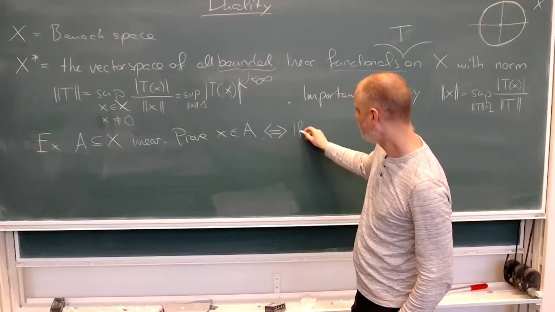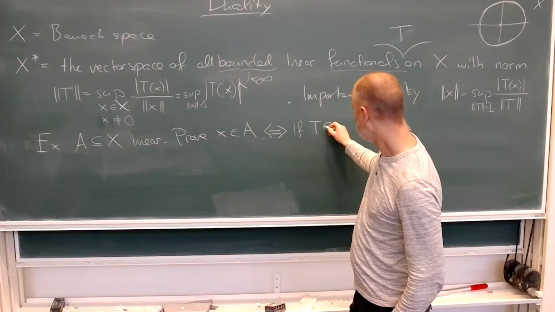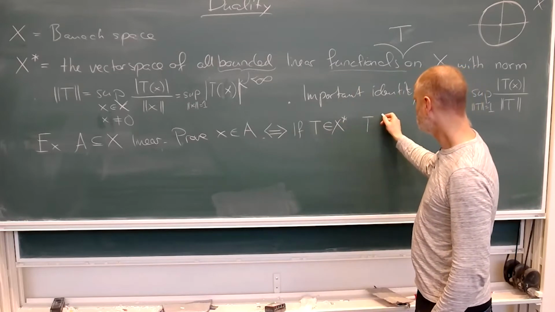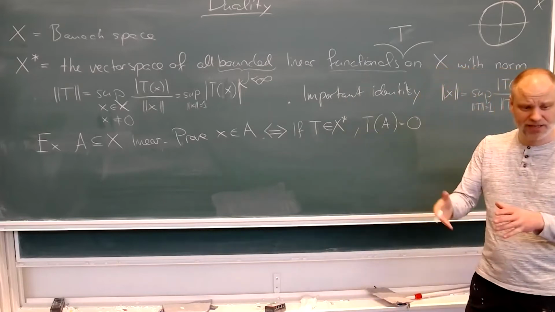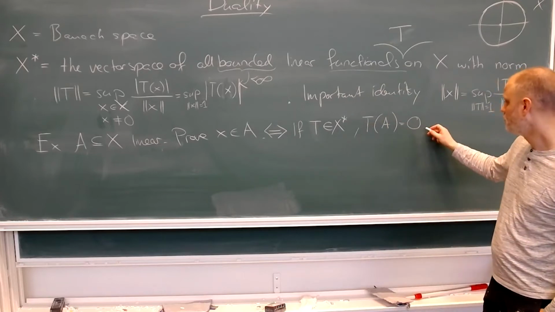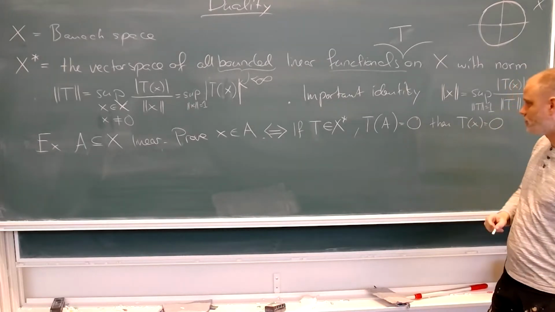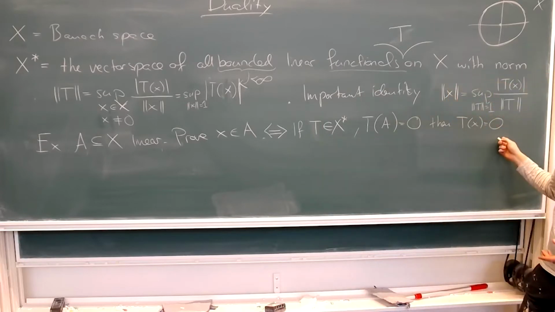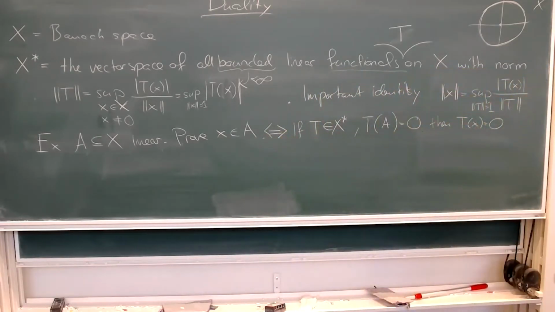So if T is in the dual, T of A is equal to 0, meaning that it annihilates A, for all elements in A, T just gives 0, then T of x is equal to 0, right? This is a completely different thing to prove. So maybe I can prove this instead of proving this, but then since they are the same, it gives me alternative ways of proving stuff.